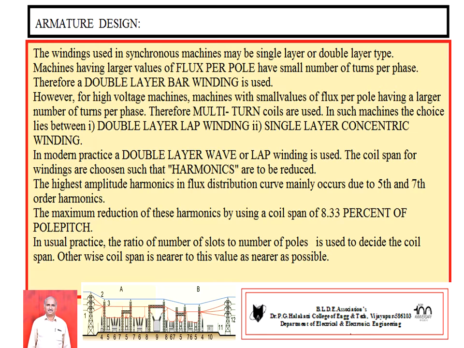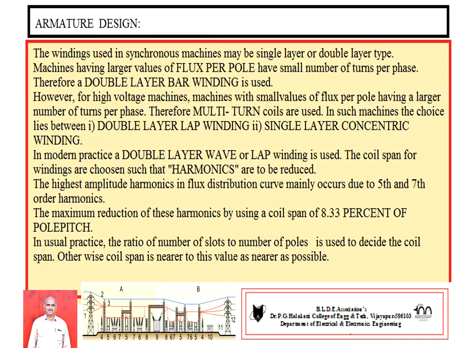In three-phase induction motor, we have seen stator design, but in three-phase synchronous generator, the stator is also referred to as armature. So the windings used in synchronous machine may be single layer or double layer type, depending upon its rating. Machines having larger value of flux per pole have a small number of turns per phase. Therefore, in such condition, double layer windings are preferred.